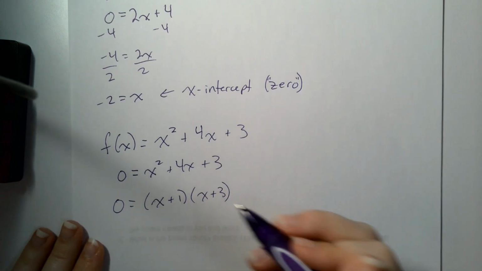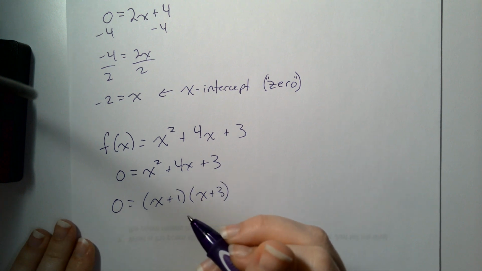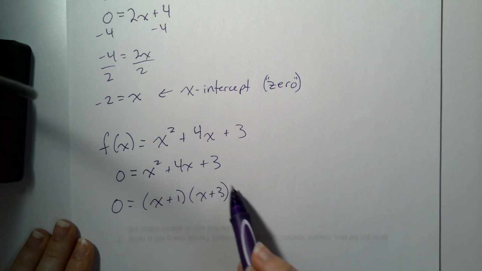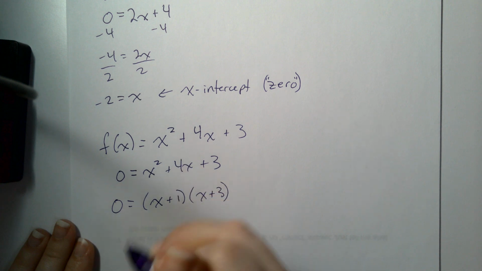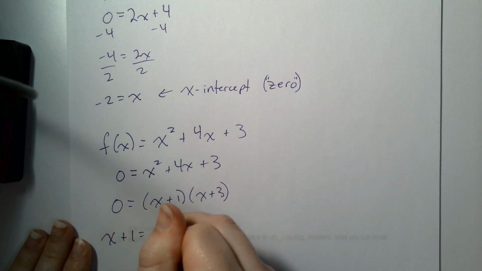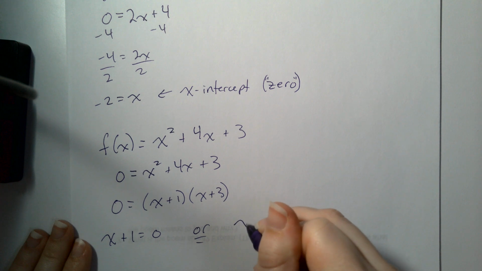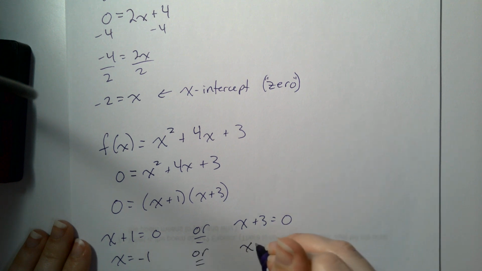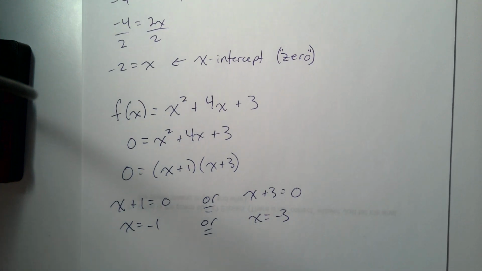Now we can see that to get 0, either the x plus 1 has to be 0, or the x plus 3 has to be 0. So we have either x plus 1 equals 0 or x plus 3 equals 0. That gives us x equals negative 1 or x equals negative 3. So that was a really quick review of what we know so far about x-intercepts before this unit even started.